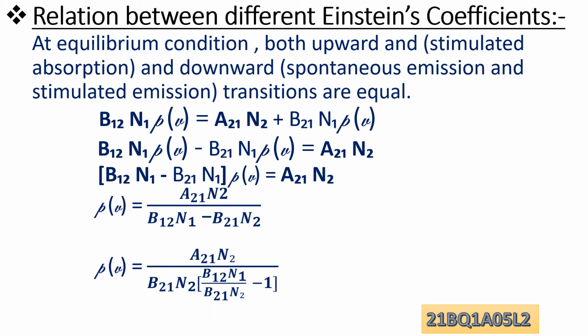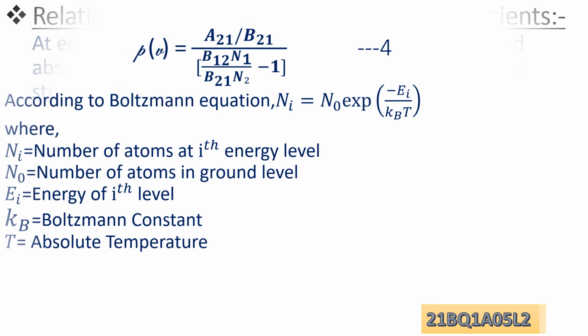Now taking in common B21 N2 in the denominator part, we get rho of nu equals A21 N2 by B21 N2 times (B12 N1 by B21 N2 minus 1). Cancelling N2 from numerator and denominator, we get rho of nu equals (A21 by B21) whole divided by (B12 N1 by B21 N2 minus 1). Let it be equation 4.